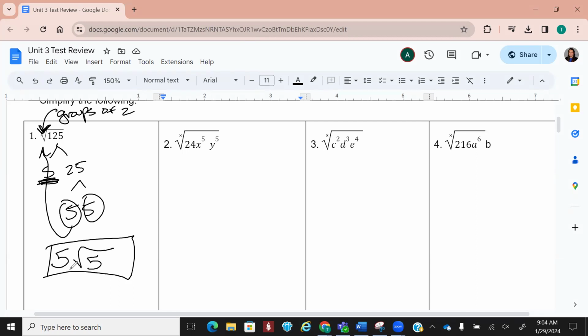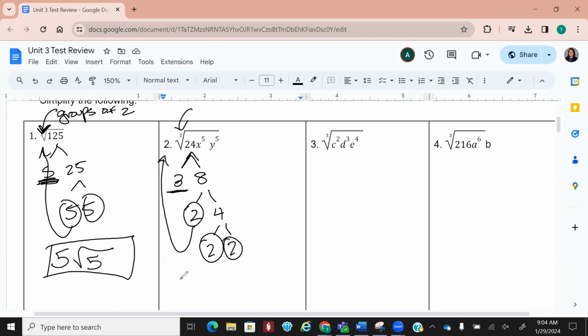Okay. On your mastery check, the first question literally asks you to multiply, then simplify, which we're about to do multiplication in just a second. Okay. On the next one, we're going to do the numbers first. So what is this divisible by? 3 and 8. And this can be broken down into 2 and 4 and 2 and 2. We look right here. We need a group of 3. So we're going to pull this guy out to the front. So 2 cube root of 3.